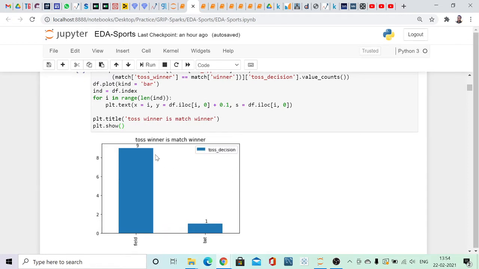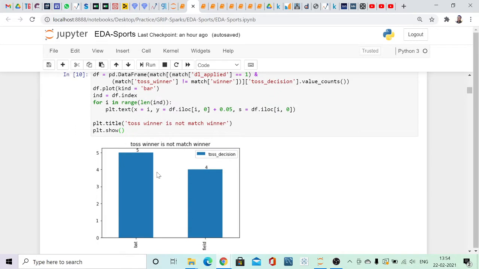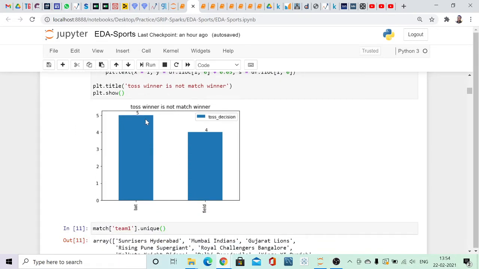Now if we see here that toss winner is match winner, that is if a team wins the toss and elected to field, 9 times they won the match if Duckworth-Lewis was applied, and only 1 time after electing to bat the team won the match. Now if a team decided to bat after winning the toss and Duckworth-Lewis was applied, they lost the game 5 times, but they lost the game only 4 times if they elected to field.